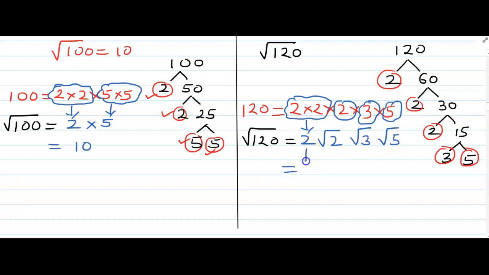Okay, so this 2 is here. You can multiply all these 2, 3 and 5 together because they are just like terms and they are under the square root sign. So put a square root sign and we are multiplying. 2 times 3 is 6 and 6 times 5 is 30. So 2 root 30 is a square root of 120. So this is called surd form.